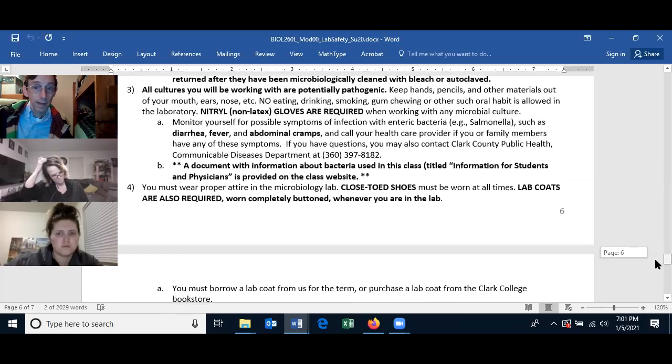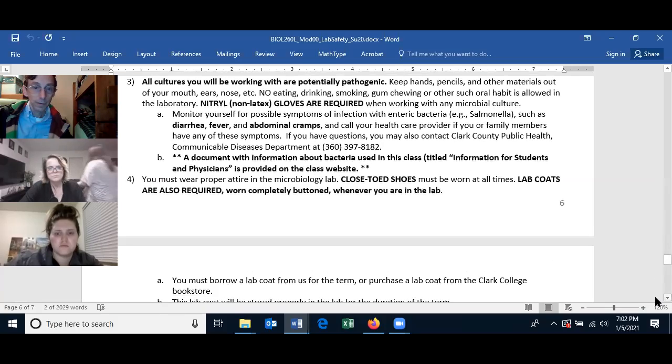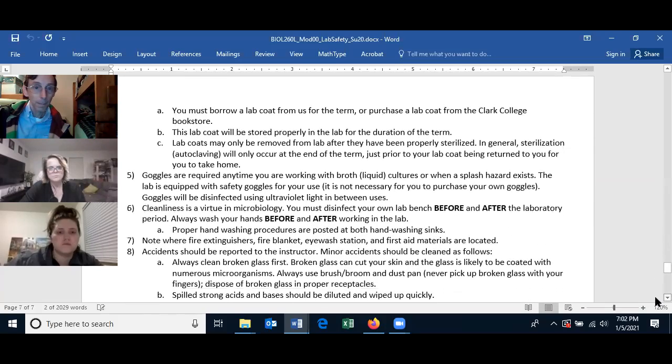Cultures are potentially pathogenic. You should keep them covered to keep the bacteria in the culture and not out in the environment. You should monitor yourself for getting sick. I'm skipping over that because you don't need to do that. You should wear closed-toed shoes, wear a lab coat and gloves when you're in the lab.